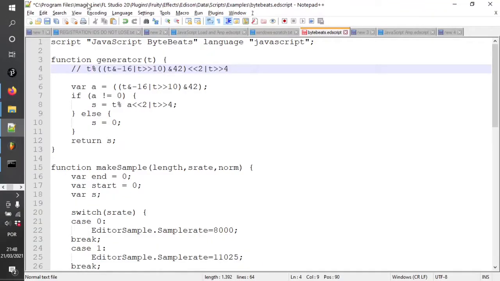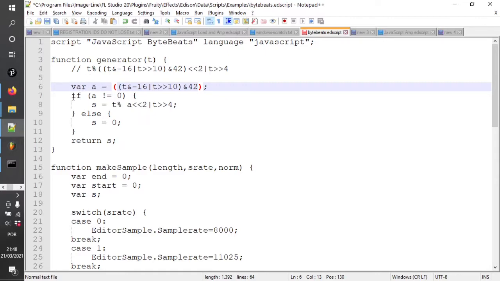So looking at this expression again, we can see that this T modulo that block happens before this whole sub-expression has either this shift or this OR applied to it. So here's what I did. I pulled out this bit of the expression here, which I'm highlighting, onto this line, and I assigned it to variable a.